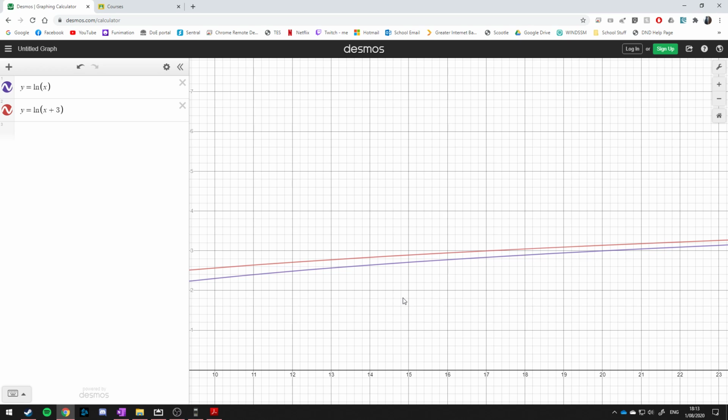So that's pretty much all we're going to look at for logarithmic functions. Again, if you're graphing these, a table of values is always useful, and it's always a good place to start.